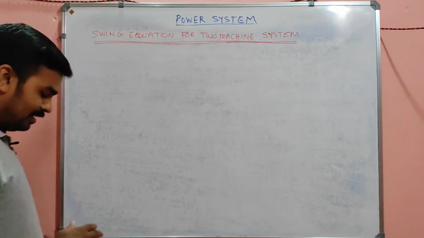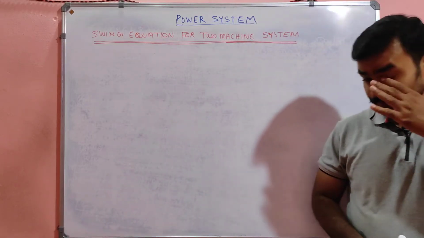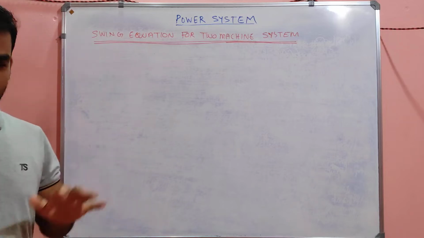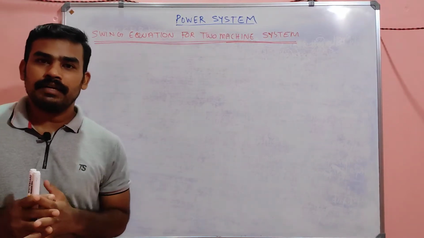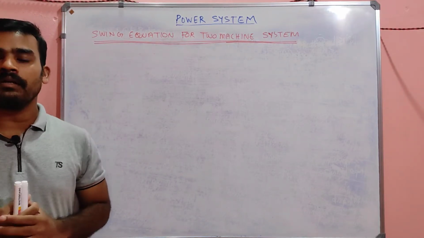Hello my dear. In the last class we discussed the swing equation. It's very important. The steady state analysis can be done with the help of the swing equation: M d²δ/dt² = Pm − Pe. That equation is very important.